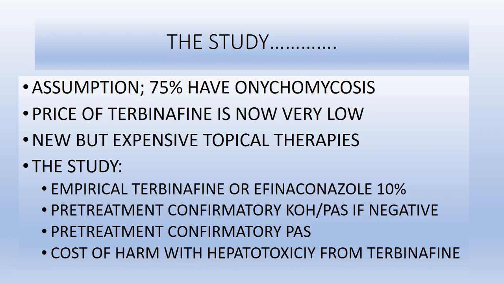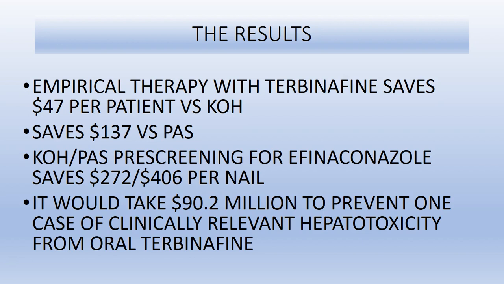We're just going to presume it's T. rubrum or other susceptible dermatophyte, and we're going to presume it's onychomycosis. The study looked at the cost of treatment with pre-treatment confirmatory KOH or PAS, where a negative KOH eliminates from treatment patients who did not have evidence of onychomycosis. He looked at the cost of pre-treatment confirmatory PAS, just saying yes or no, it is a fungus. And they included in the study the cost of harm should a patient develop, for example, hepatocellular toxicity from terbinafine.